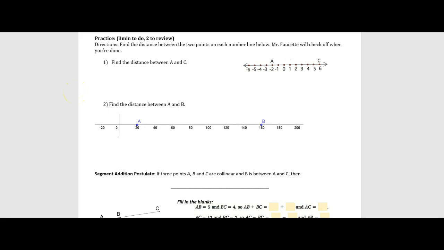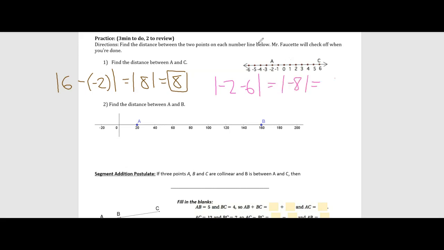Okay, distance between A and C. Well, I'm going to take the absolute value of 6 minus -2. That's going to give me the absolute value of 8, which is equal to 8. We could have done this the other way, right? We could have done the absolute value of -2 minus 6. That will give me absolute value of -8, which is also equal to 8. So regardless of which way you did it, you should end up with 8. For this one, you could have counted the blocks, but for number 2, you couldn't do that.